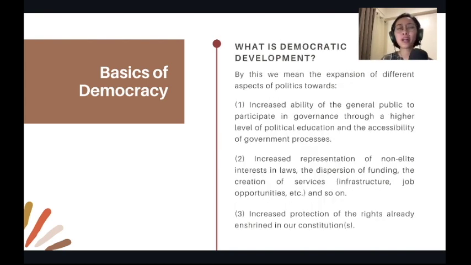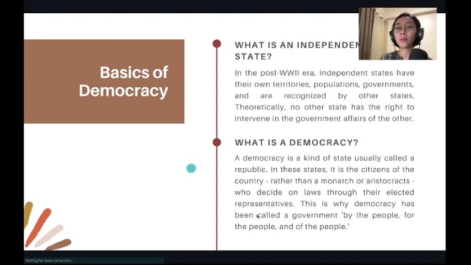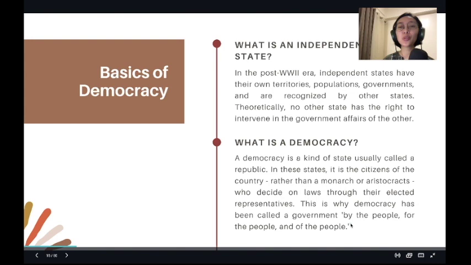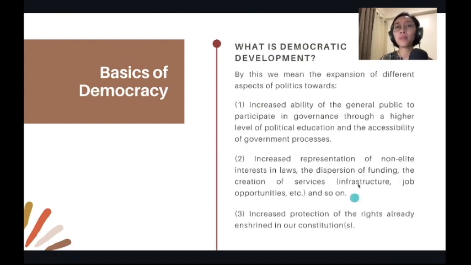Now, what is democratic development then? Now, if we think about democracy as inherently participatory, or a government ruled by the people, for the people, and of the people, and we believe in that idea, then we can look at the development or the expansion of different aspects of politics when democracies develop. And I've outlined three key ideas here. So, when a democracy develops, you have an increased ability of the general public to participate in governance through a higher level of political education and accessibility of government processes.